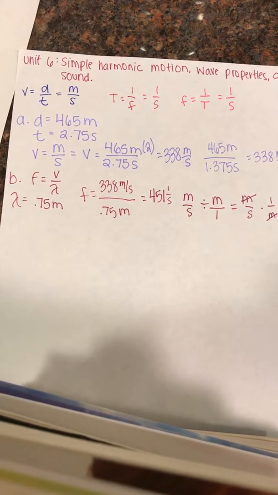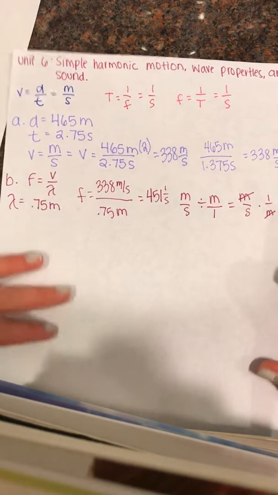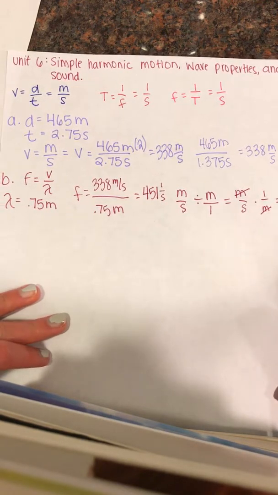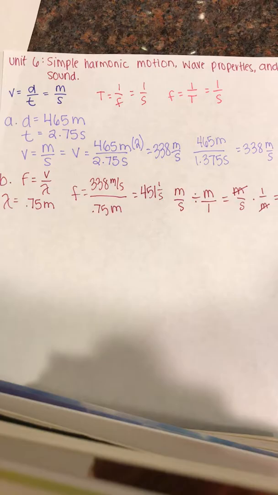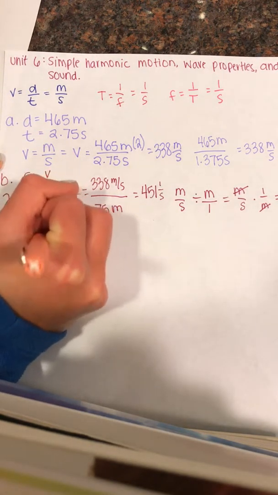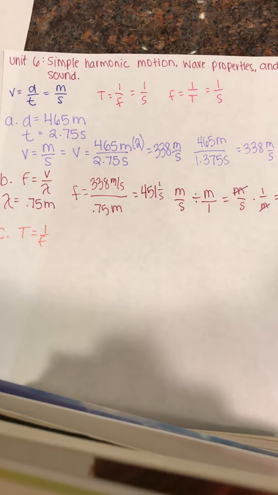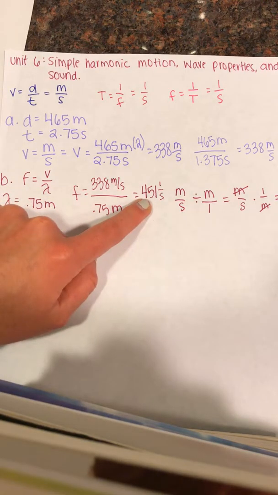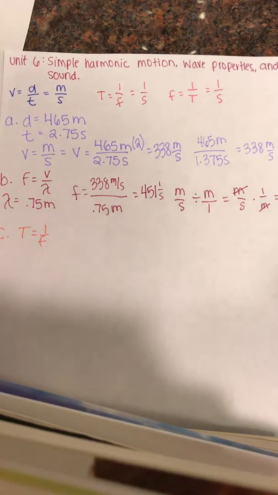So for part C, we know that we're being asked the period of the wave. So again, the equation for period is T equals 1 over frequency. So I can write T equals 1 over frequency. We know, since question B asked us for the frequency, that the frequency is 451, 1 over s.